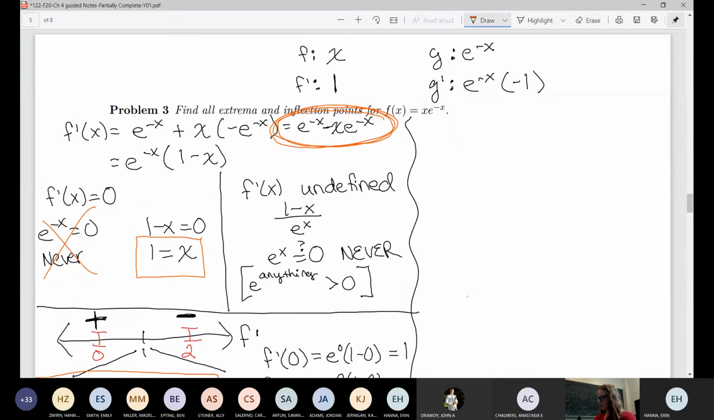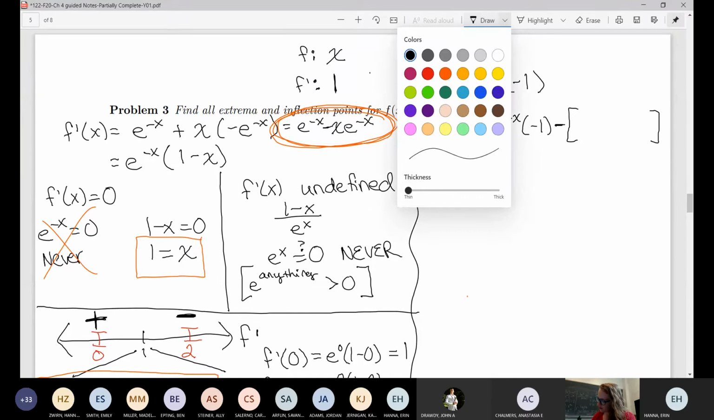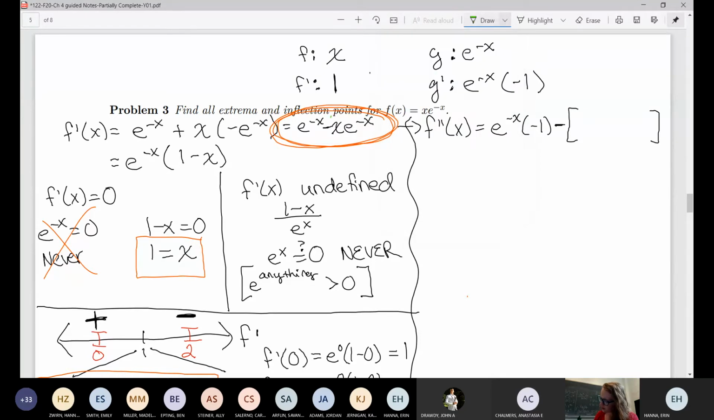Specifically because half of the work has already been done for me, and here's what I mean by that. So we want to find the derivative of this. So we have e to the negative x. So the derivative of that will be e to the negative x times negative 1. And then we're going to subtract the derivative of, now look at this, x e to the negative x.